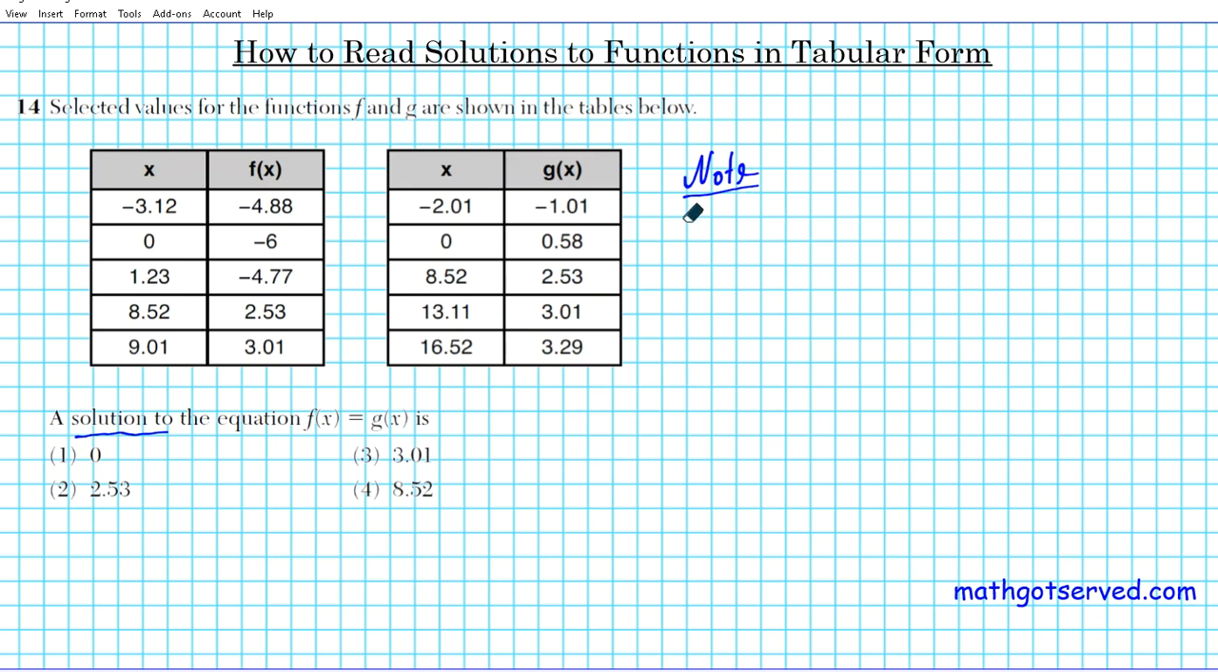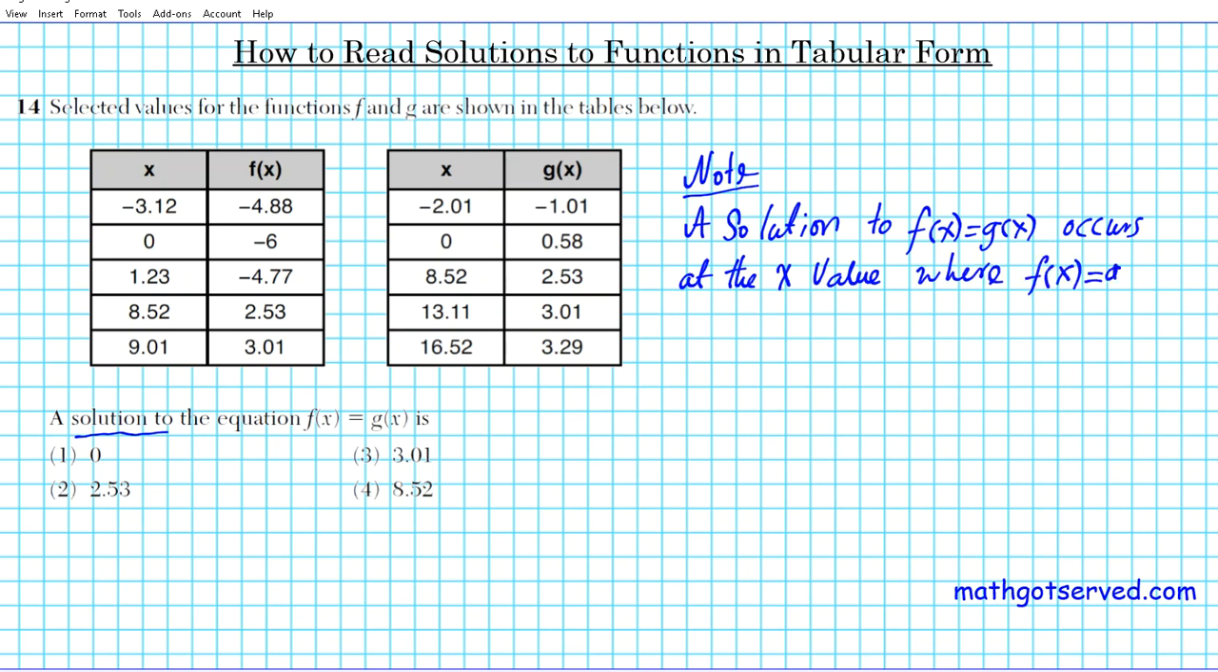A solution, there could be more, to the equation f of x equals g of x, basically two functions intersecting, occurs at the x value where f of x is equal to g of x.